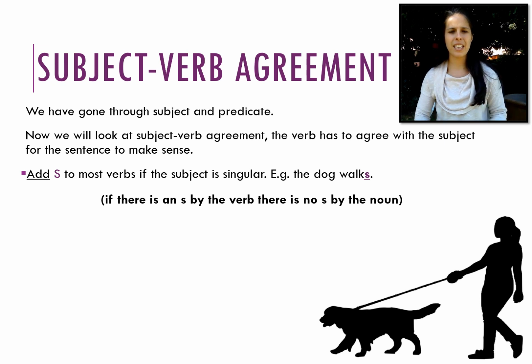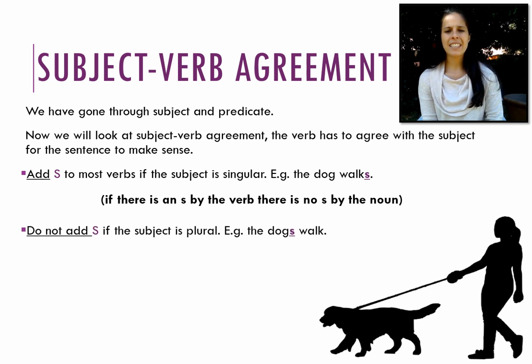So in brackets I've said, if there is an s by the verb, there is no s by the noun. So you just need one at a time. Here's your next rule. Do not add s if the subject is plural. So if the subject is singular, you add s to the verb.